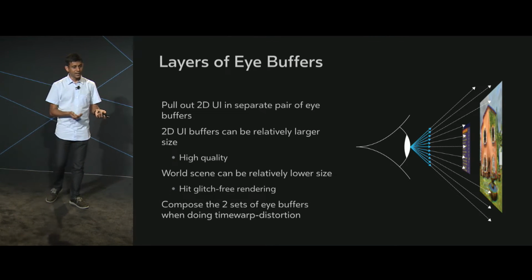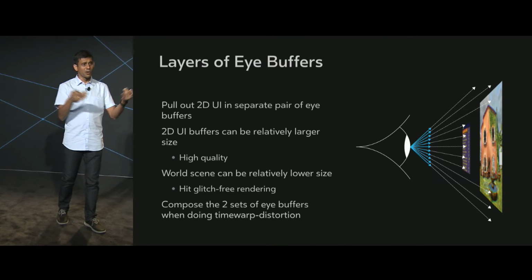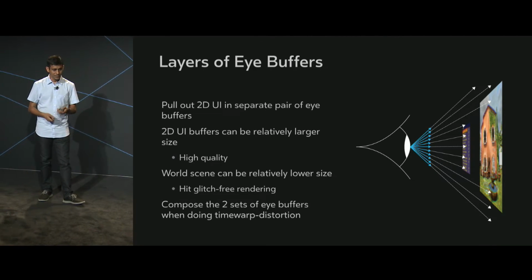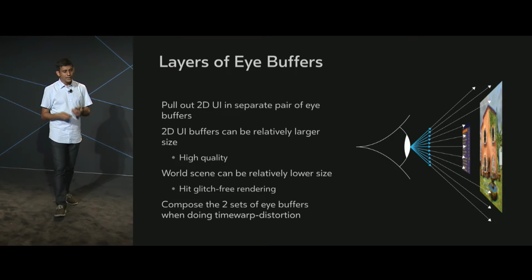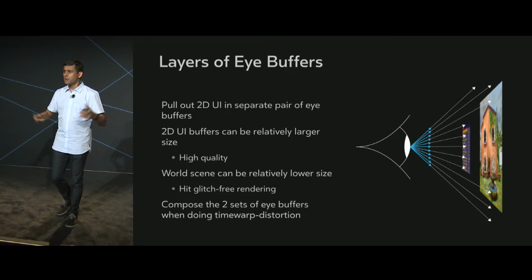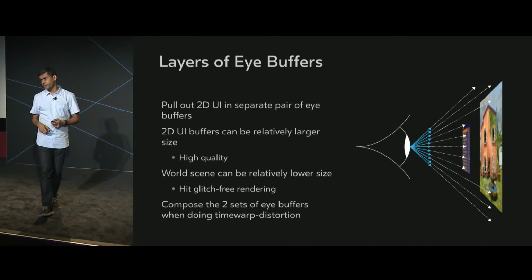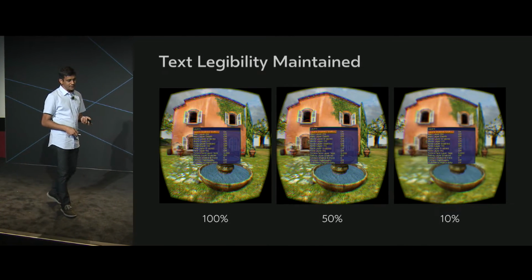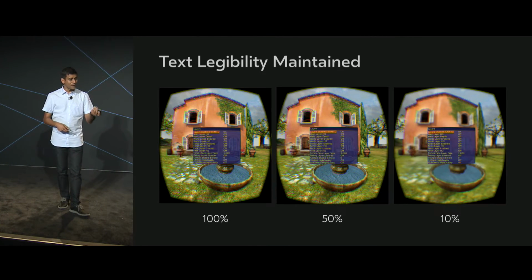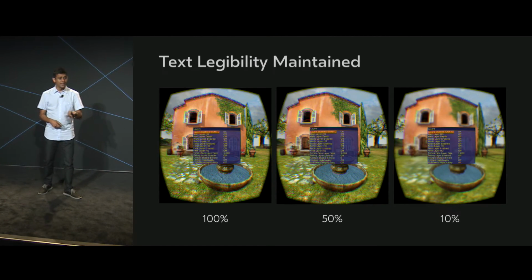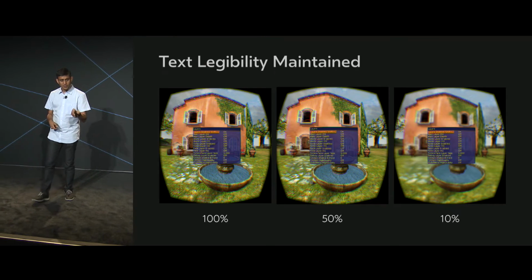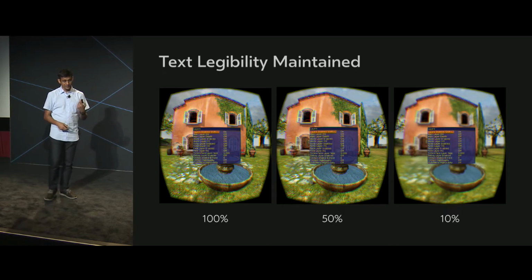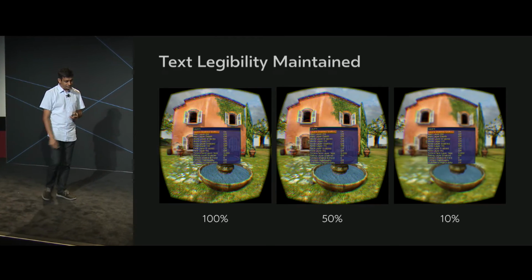Whereas the world scene can be in a separate eye buffer that can be relatively lower size, or it can be scaled down to make sure that you can hit glitch-free rendering, because that tends to be much more expensive. And then our time warp distortion will compose both of these buffers to create the final scene. And so by doing that, you can have UI panels like this where the text legibility is maintained. And here we show a drastic case where we shrink the eye buffers down to 10%, and of course the scene gets pretty blurry, but you can still read the text.